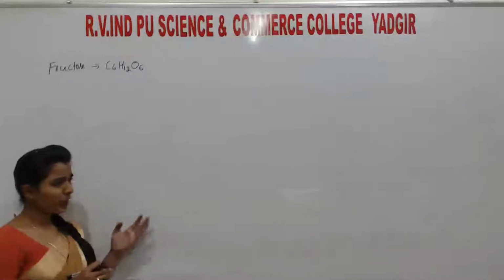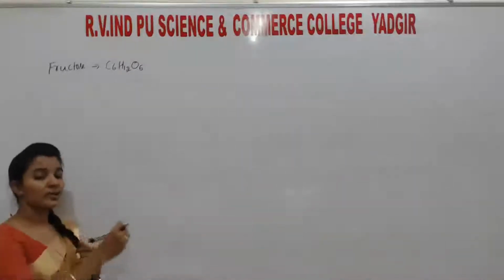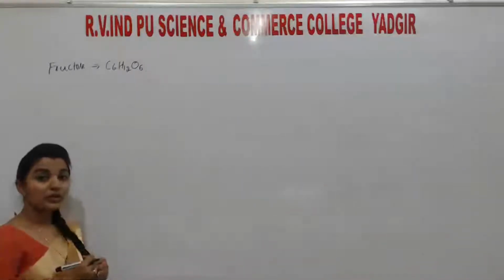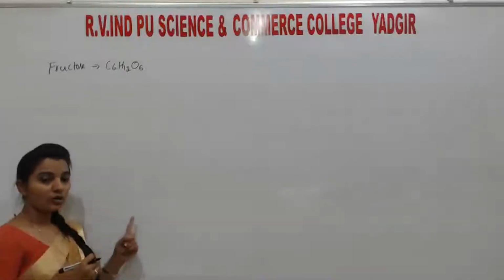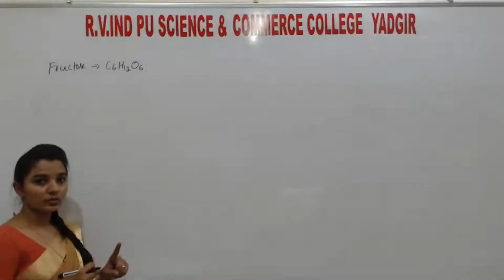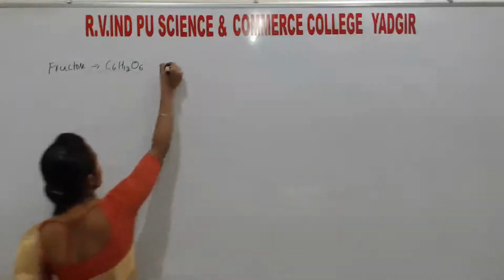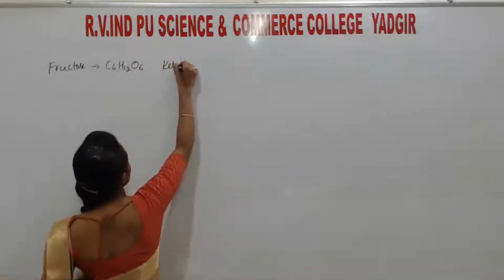It is treated with some other reagent which confirms the presence of a ketonic group. Glucose is an aldohexose. This fructose is a ketohexose.